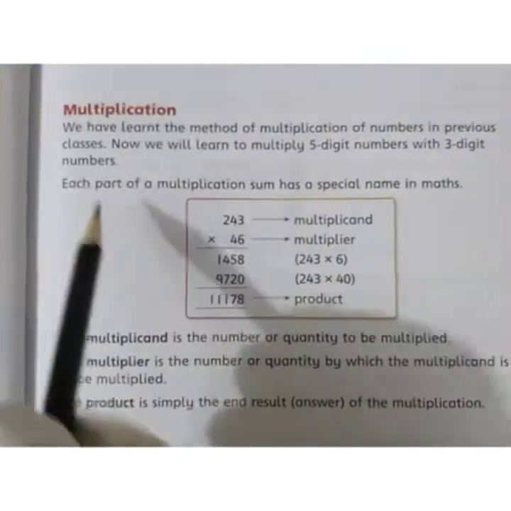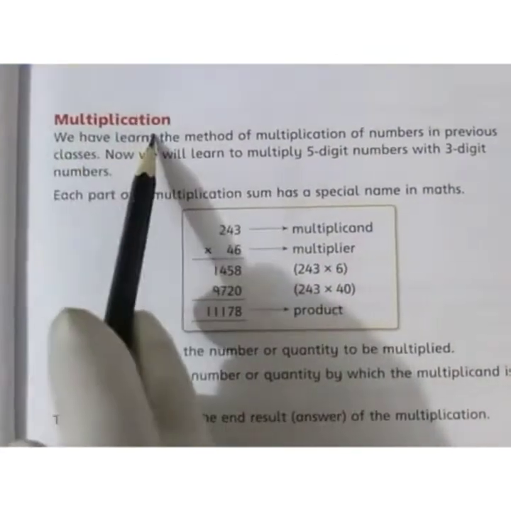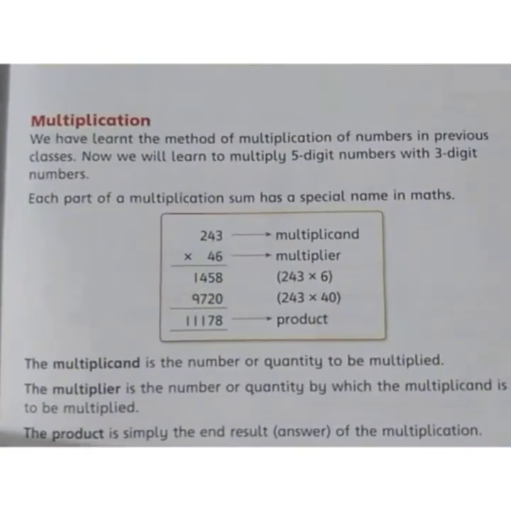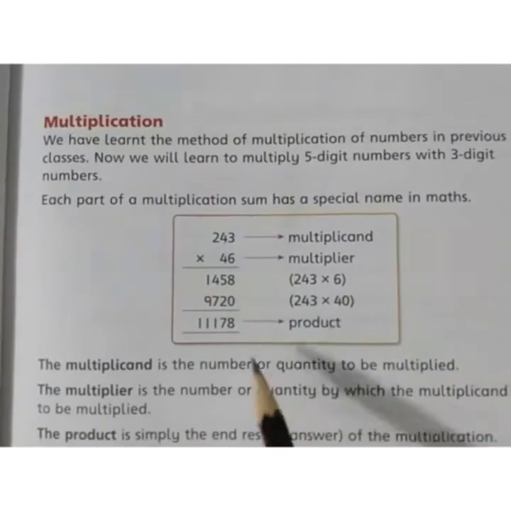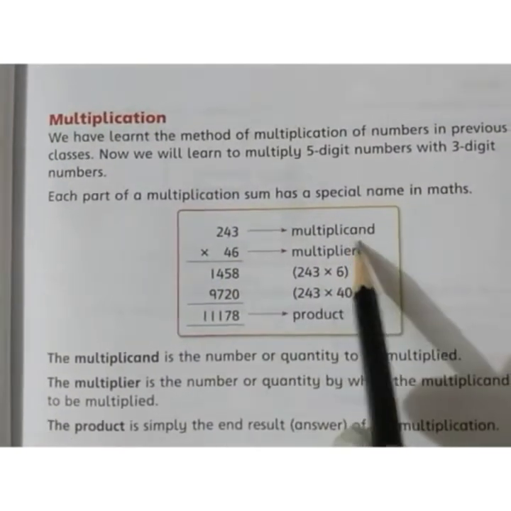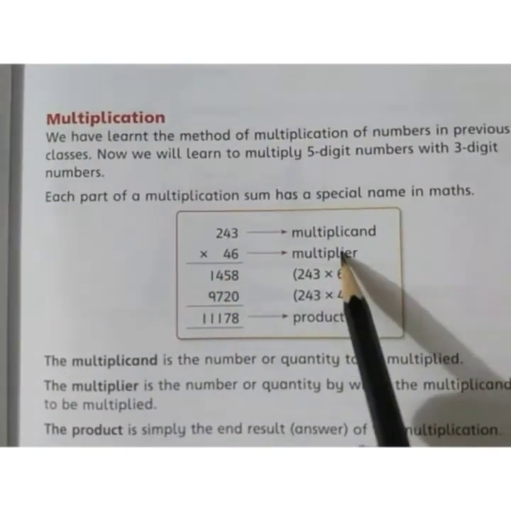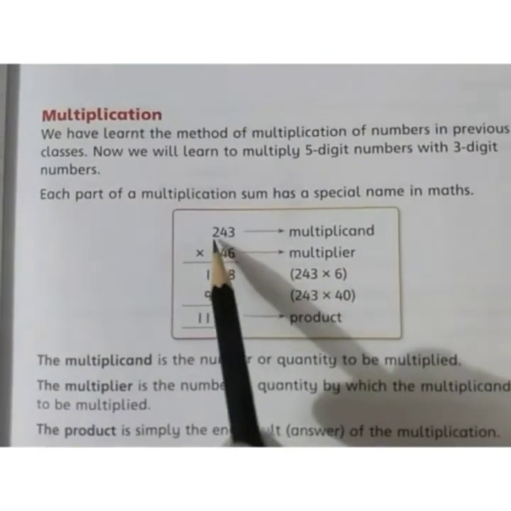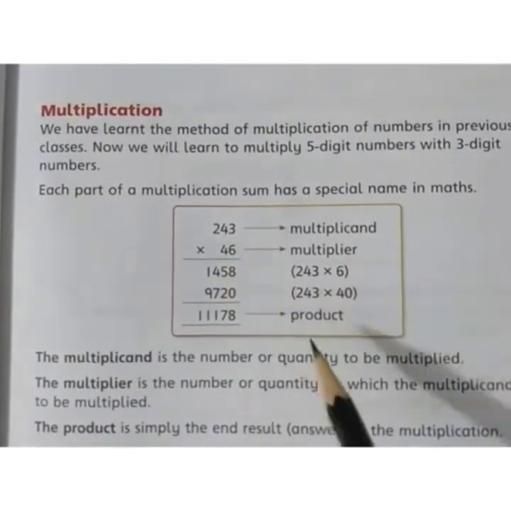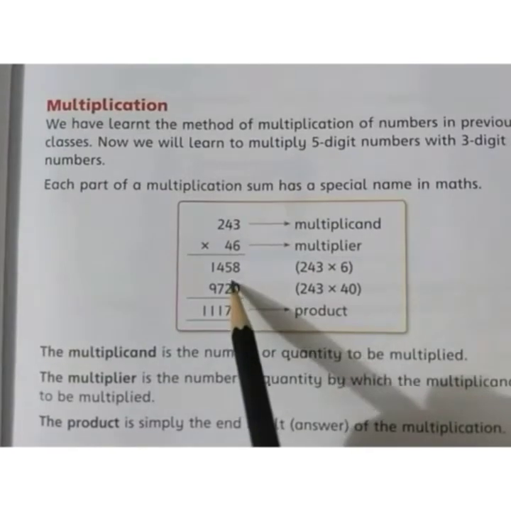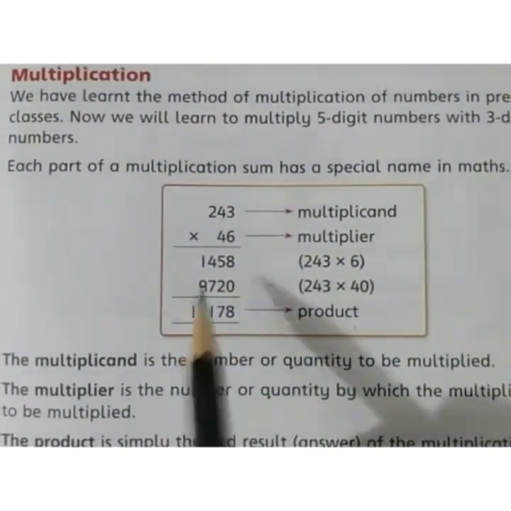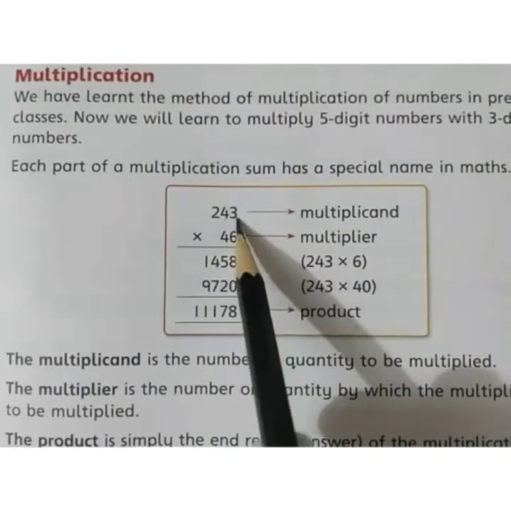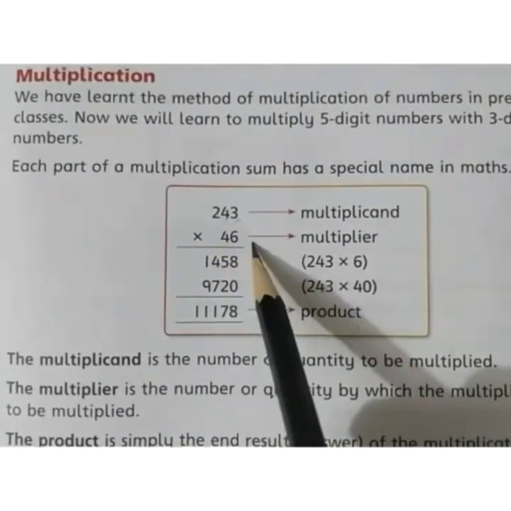Now students, multiplication. All of you know that in multiplication we have two numbers. First is multiplicand, second is multiplier. We multiplied the first number by the second number and we got the answer, and the answer is called the product. In this case, 243 multiplied by 46.